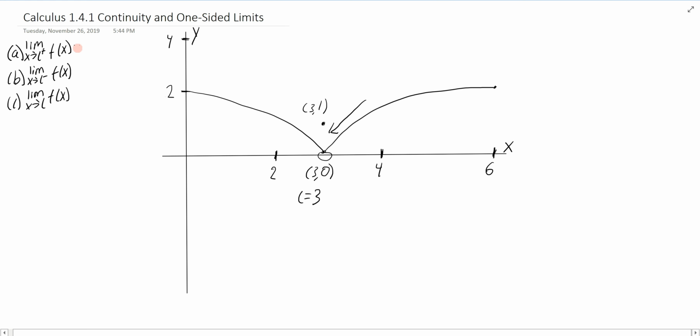All right, part B here, just from the left. So the line of trajectory goes this way, following this arrow. Well, if we follow the arrow, guess what? Once again, we're going to end up with a value of 0.